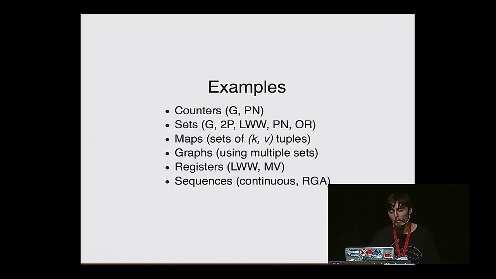I'm not going to go through all of them, but there's counters, so you can count up and down, and these will be consistent. You can have sets. There's a couple of different examples of sets. You can have maps. Really, those are just implemented as sets, so that's kind of cheating. You can have graphs, also just implemented as sets, kind of cheating. You can have registers. That's like the super simple example of what I was talking about.